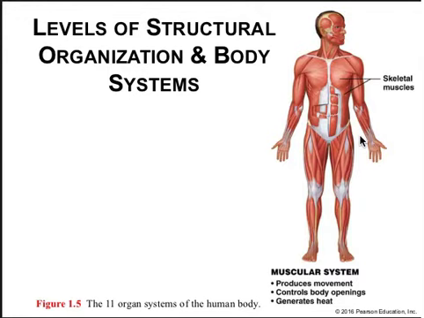The muscular system produces movement. It controls body openings, which are known as sphincters, or other examples of body openings, such as the mouth, the eyes, etc. It also generates heat when you shiver. It also maintains posture. And it also provides some protection for the internal organs as well.